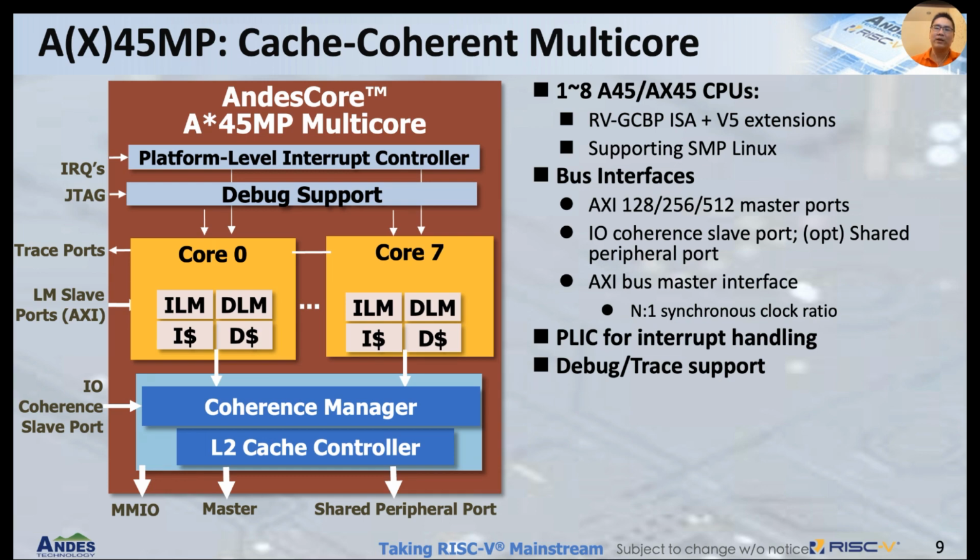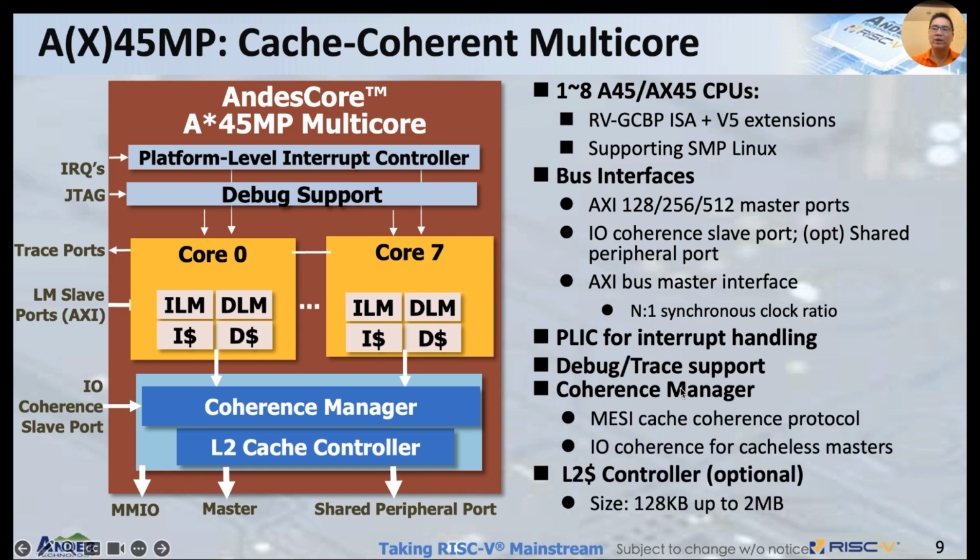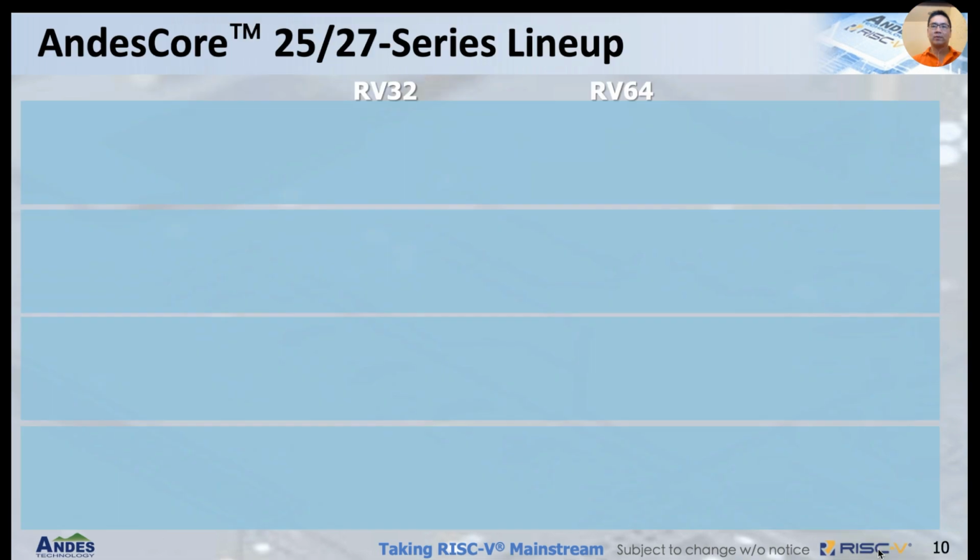It supports debug and instruction trace. The coherency manager supports the MESI coherence protocol and also IO coherence for cacheless masters. It can have an optional level 2 cache controller to support level 2 cache size ranging from 128 kilobytes up to 2 megabytes.